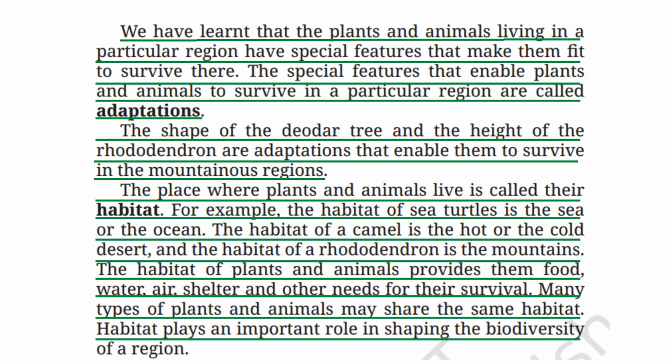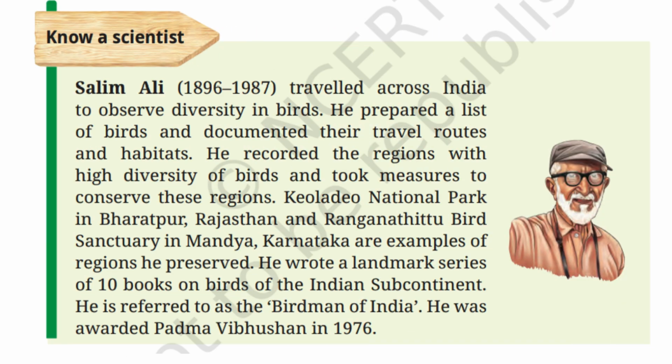So, adaptations are the special features that help plants and animals survive in their surroundings. For example, the shape of deodar trees and height of rhododendrons help them live in mountains. And the place where a plant or animal lives is called its habitat. A habitat provides everything needed for survival: food, water, air, and shelter.